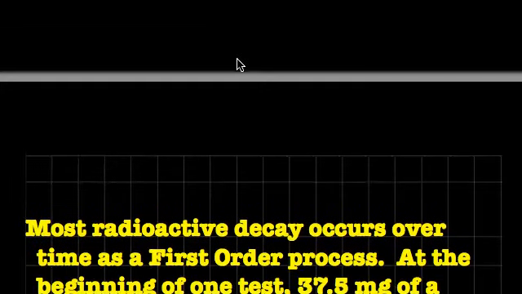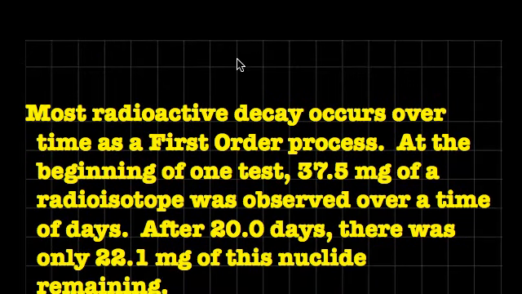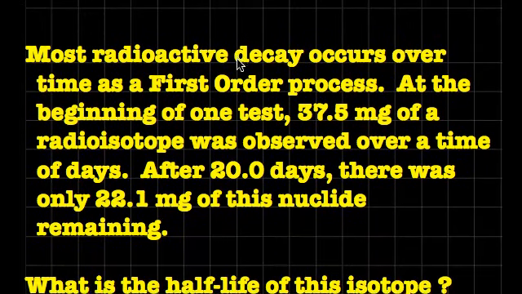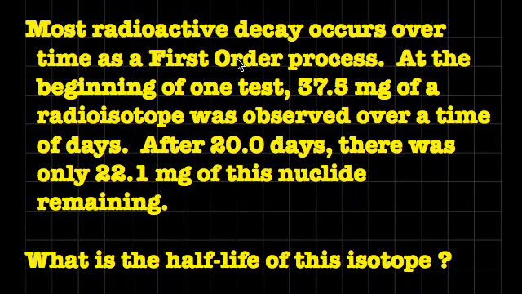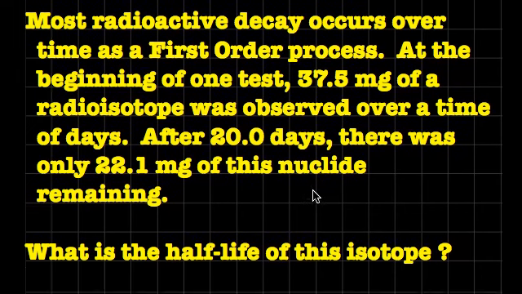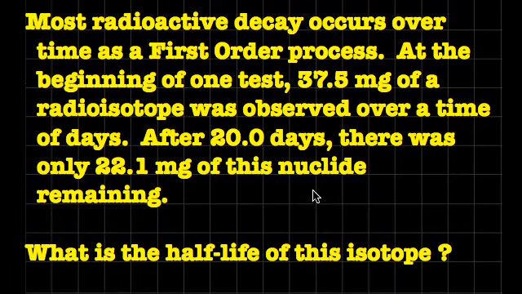Alright, one more. Interesting application of first order decay constants and equations. Most radioactive processes decay according to first order kinetics. We call it first order kinetics decays. Here's a radioactive sample. I start with 37.5 milligrams of a radioisotope, and after 20 days I have 22.1 milligrams of this isotope, this nuclide remaining. What's the half-life of the isotope?